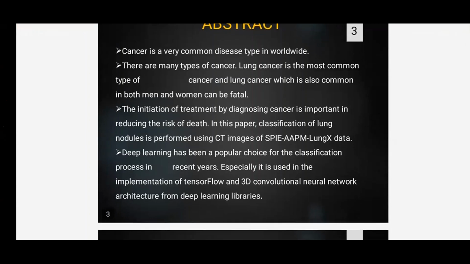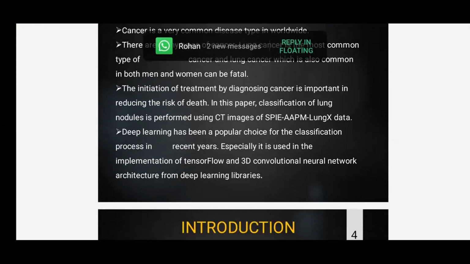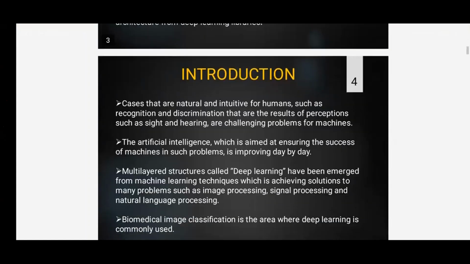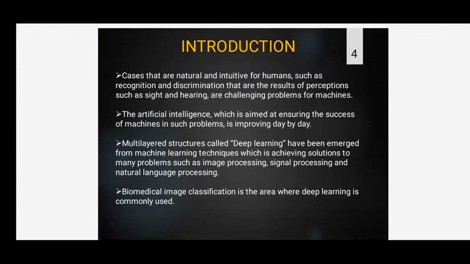Here, the implementation uses TensorFlow and a 3D convolution network architecture from deep learning. The introduction: deep learning is a multi-layer structure which emerged from machine learning techniques, which is achieving solutions to many problems such as image processing, signal processing, and natural language processing. Biomedical image classification is an area where deep learning is commonly used.